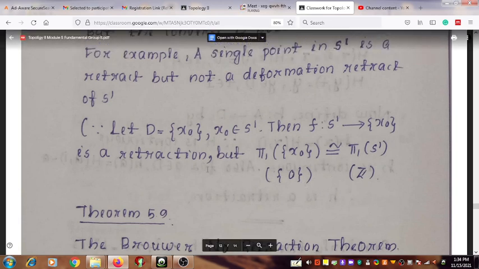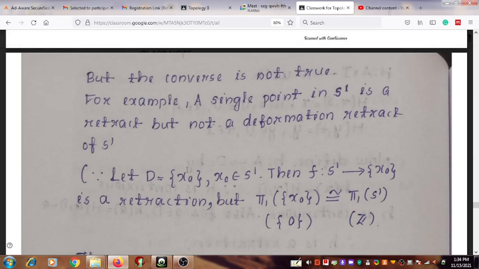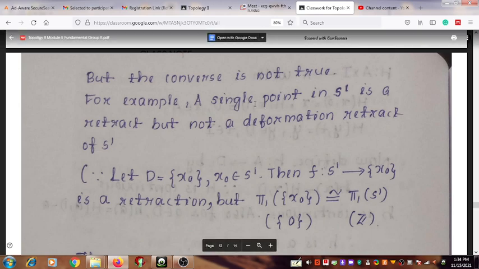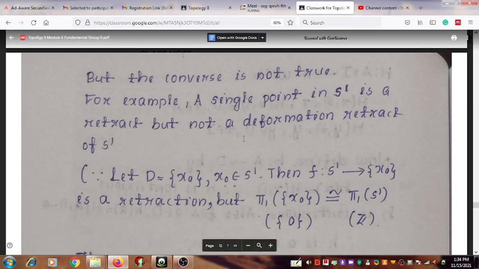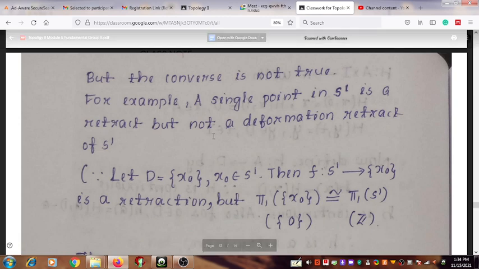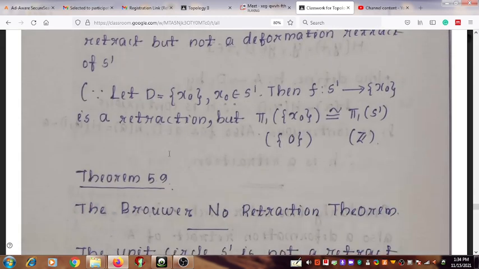We get the contradiction. Therefore we correct our assumption: the single point being a deformation retract of S1, which was assumed, is not correct.